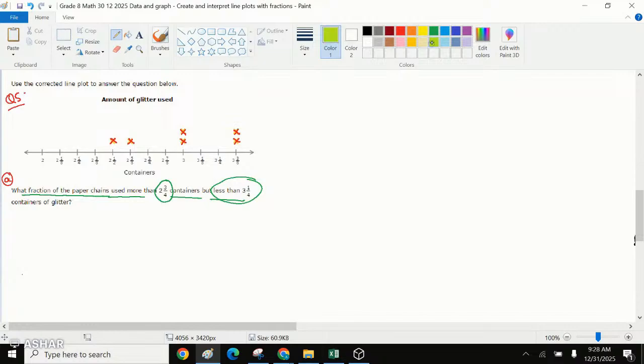So what we need to do is find the position 2 and 3 quarters, right? So what is 2 and 3 quarters? This position. It has to be greater than this, but it has to be less than 3 1/4, right? So in between this range, how many containers can we find? Within this range, we only have 2 containers, right? Agreed?